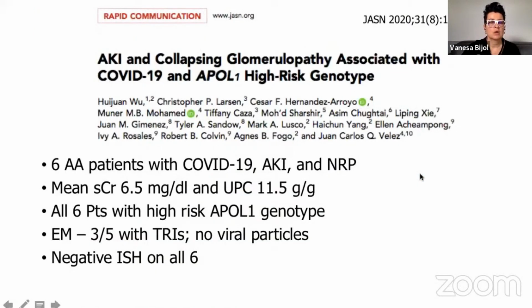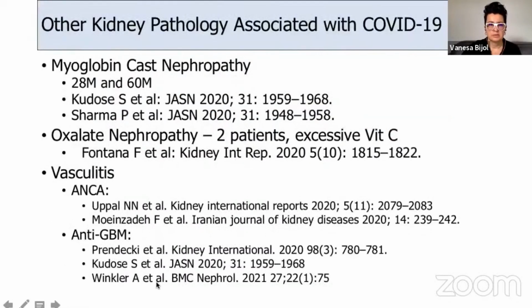So just to show one of these studies, just to paint the picture of how these patients present. In this particular case series of 6 African-American patients, mean serum creatinine was 6.5, and the proteinuria was over 11 grams. All of them had high-risk APOL1 genotype. No viral particles were seen on EM, and they had negative in situ hybridization in all 6 patients. So that's your typical collapse in COVID-19.